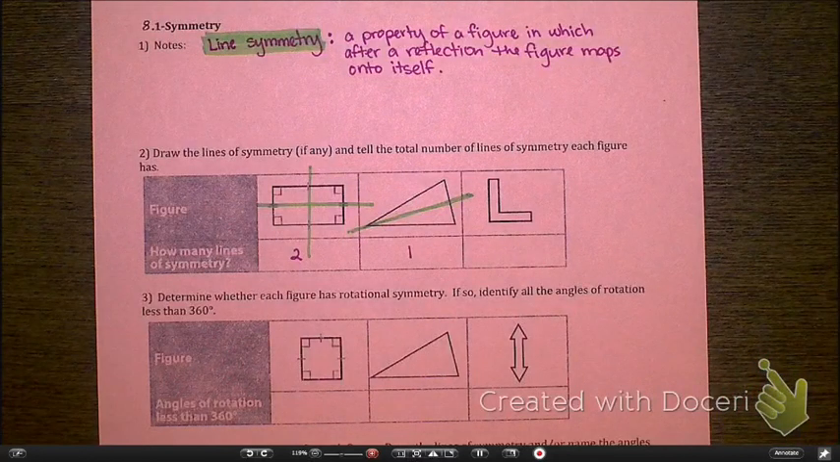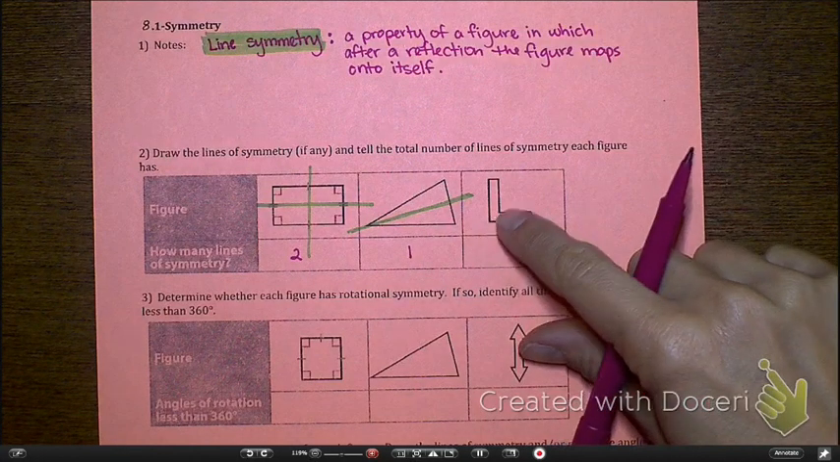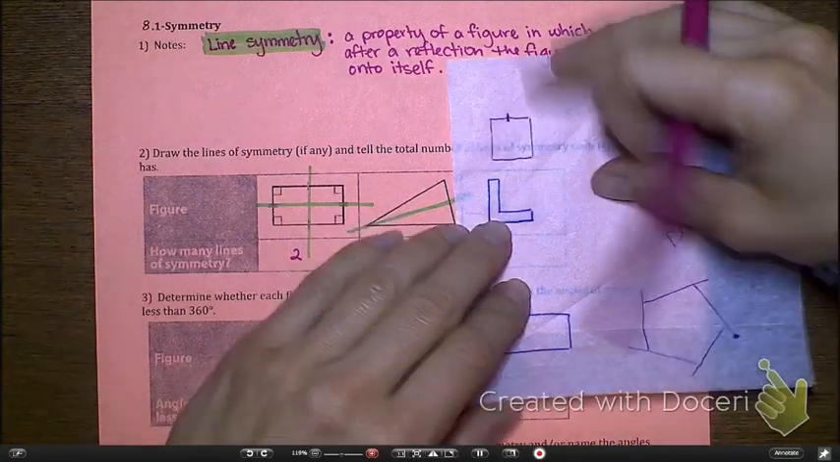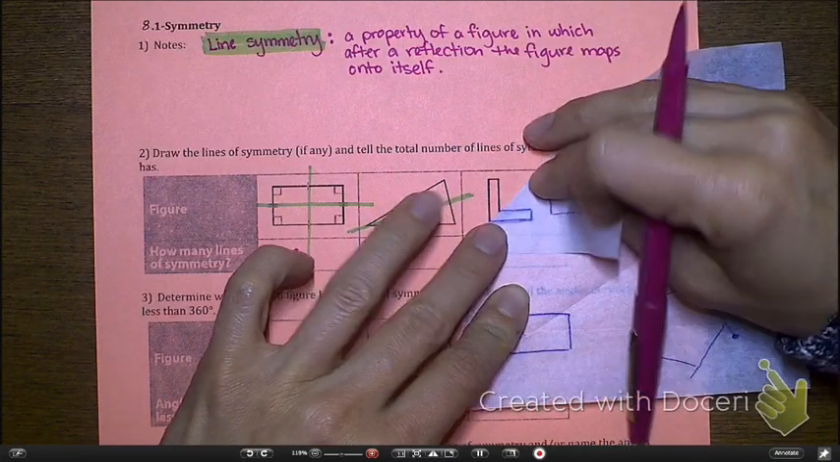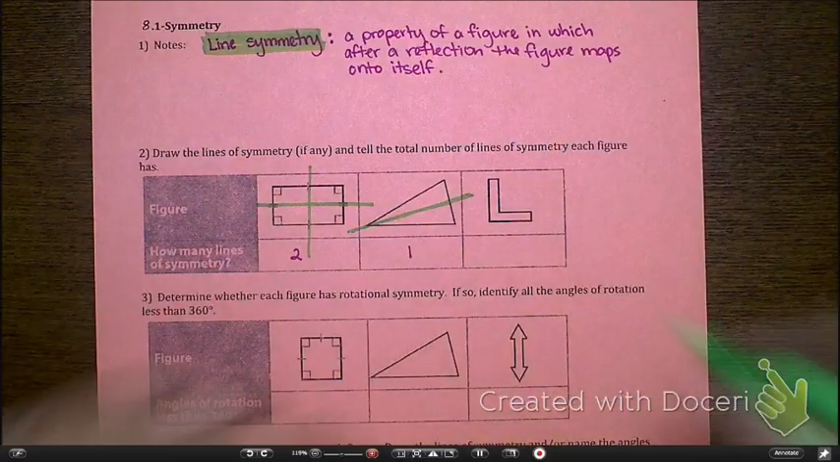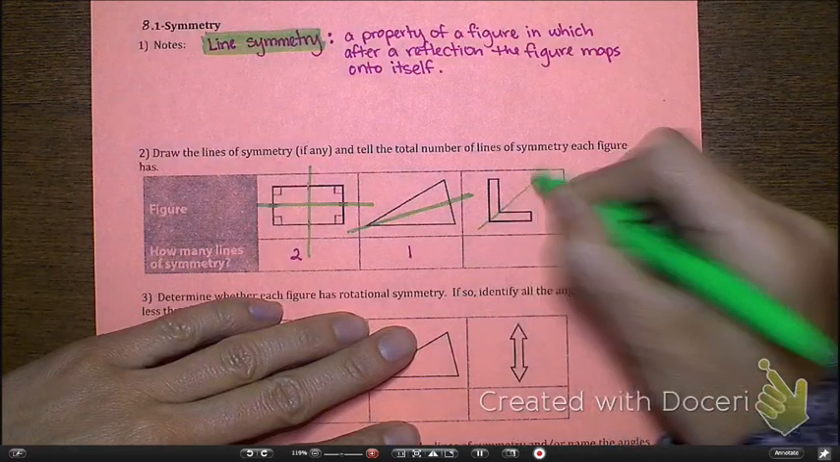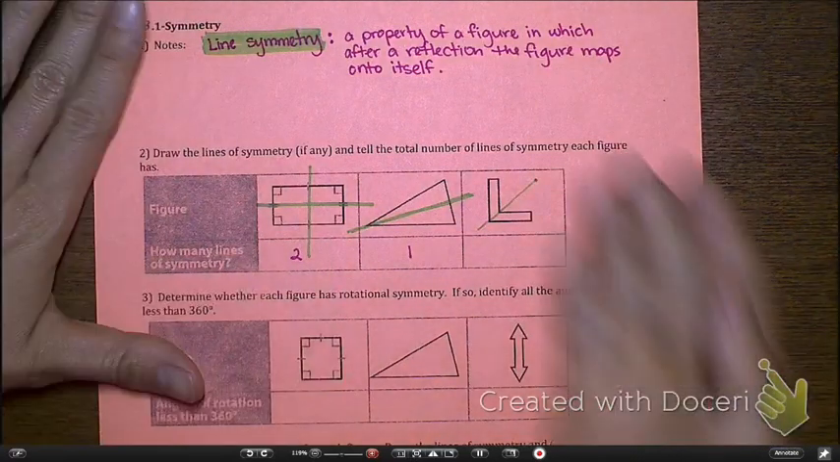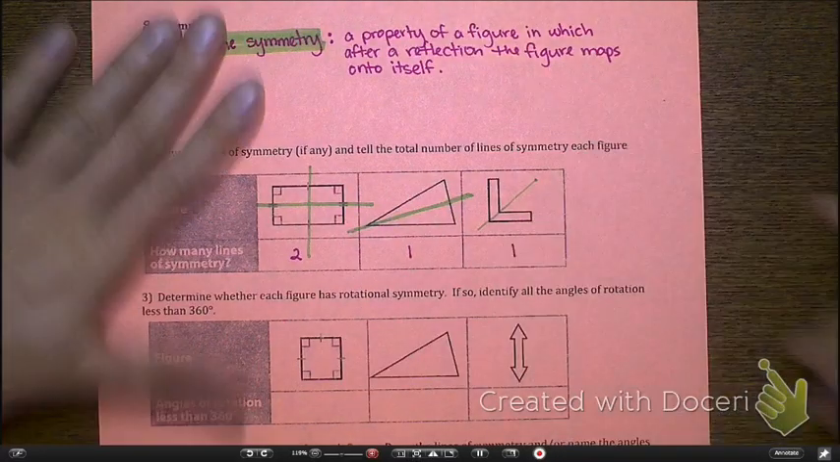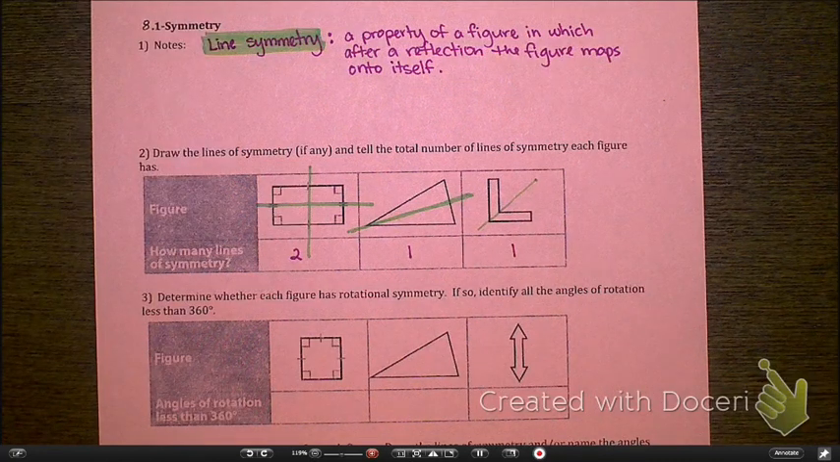All right, what about the next one? Does anyone think they see something? No. Catherine, what do you think? Like if I folded it on the corner? Okay, so let's take a look. If I trace this image and then fold it on the corner, does it end up mapping right onto itself? Yeah, okay. So there's a line of symmetry here in the corner. Now, any other lines of symmetry for this shape? Like if I fold it this way or that way, is that going to make a line of symmetry? No. Okay, so just the one. All right. Okay, questions there?